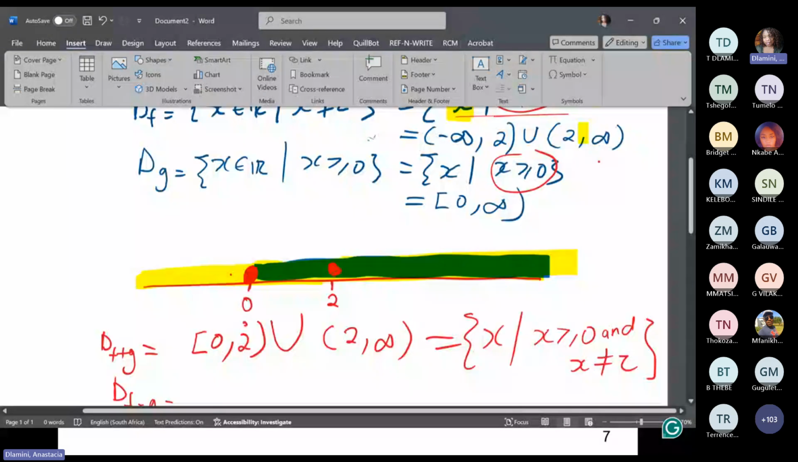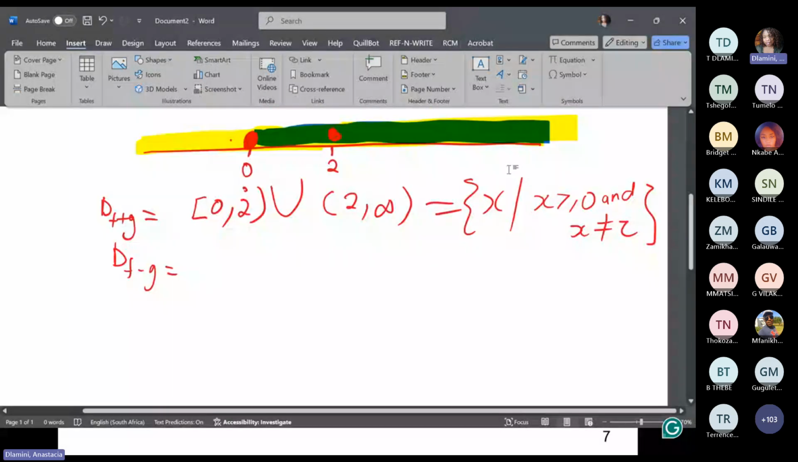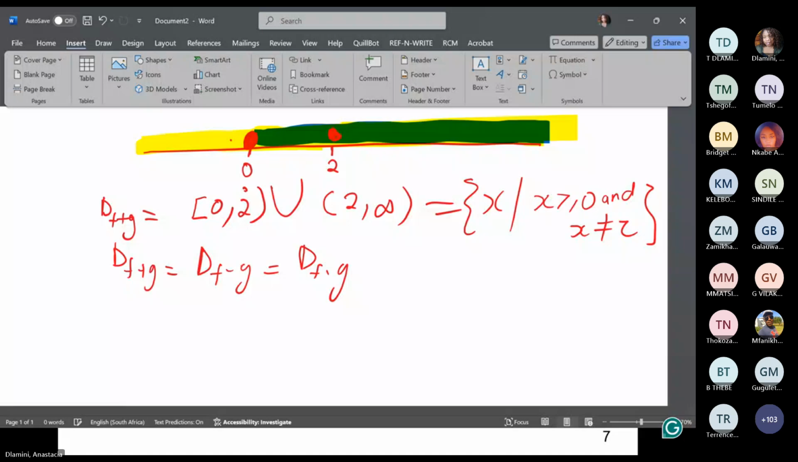Okay, so you are saying that the domain of f plus g is the same as the domain of f minus g is the same as the domain of f times g. That's what you're saying? Yes, ma'am. Okay. Is it the same as the domain of f over g? Yes, ma'am, it is the same. Oh, ma'am, no, it's not the same. I think the domain of f of x over g of x is x is an element of real numbers such that x is greater than 0 and x cannot be equals to 2. Why? We all want to know.